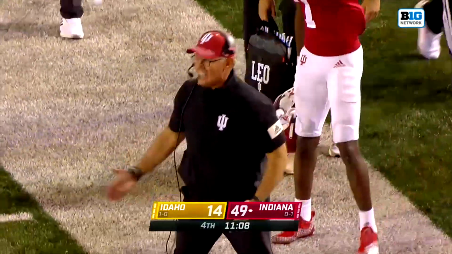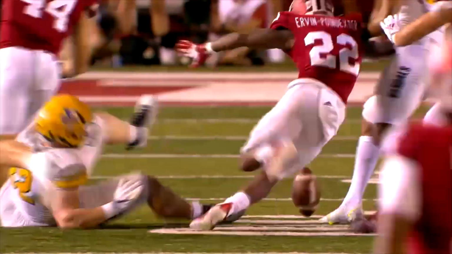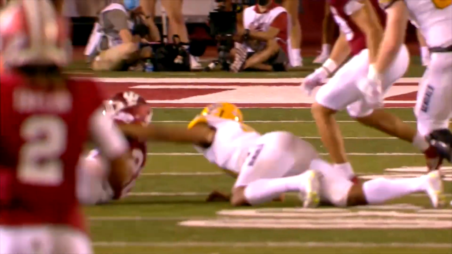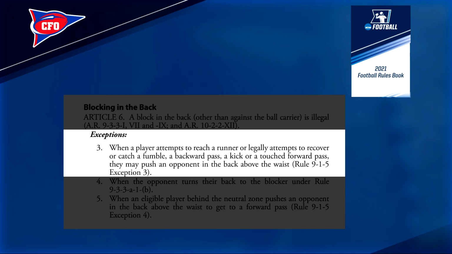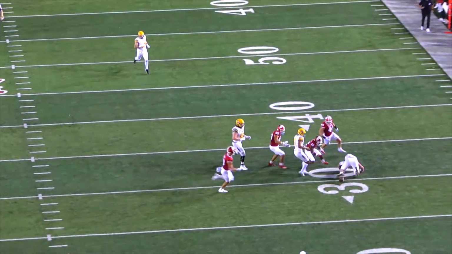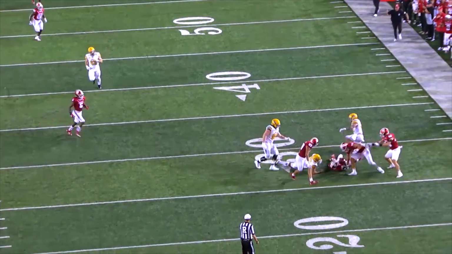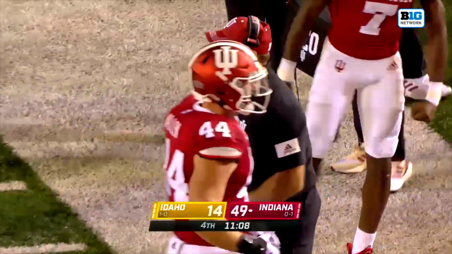Rule 9-3-6 makes it illegal for a player to block an opponent in the back, but there are some exceptions. Exception 3 states that when a player attempts to reach a runner or legally attempts to recover or catch a fumble, a backward pass, a kick, or a touched forward pass, they may push an opponent in the back above the waist. So number 22 here is clearly trying to recover this kick. This is a good no call for a block in the back, and it's a good job by our crew in a very unusual situation.